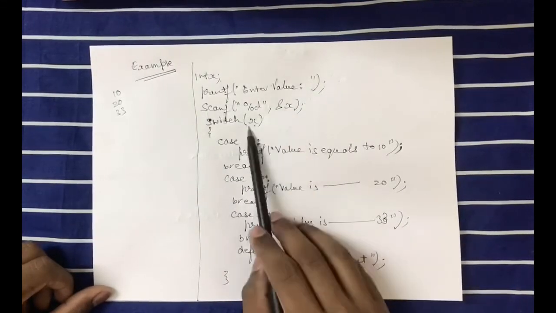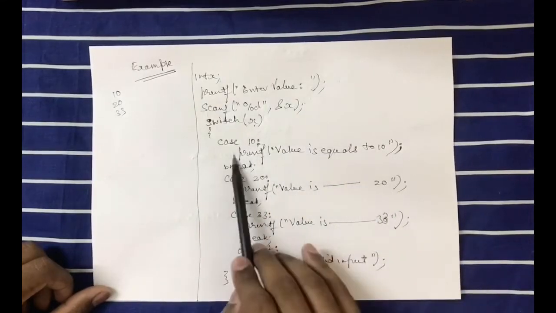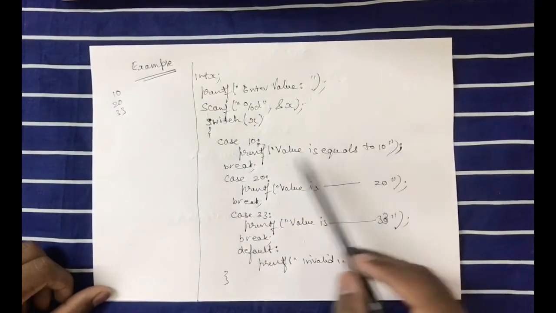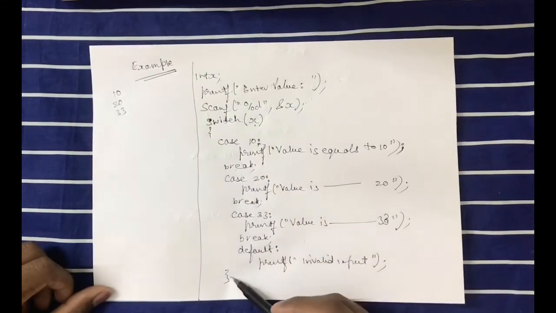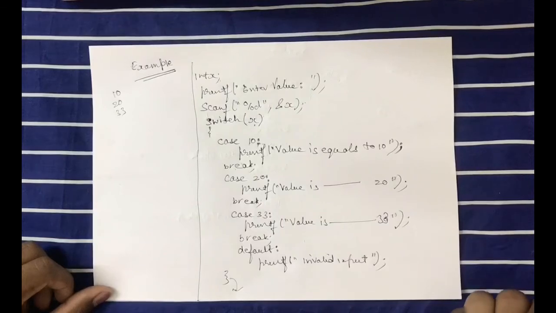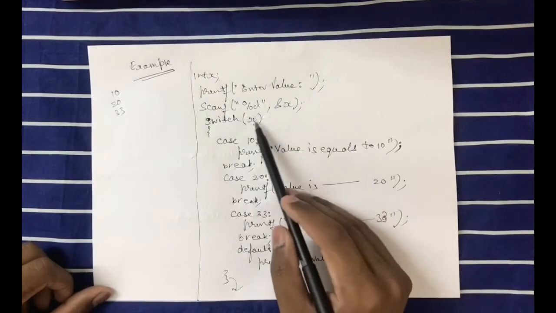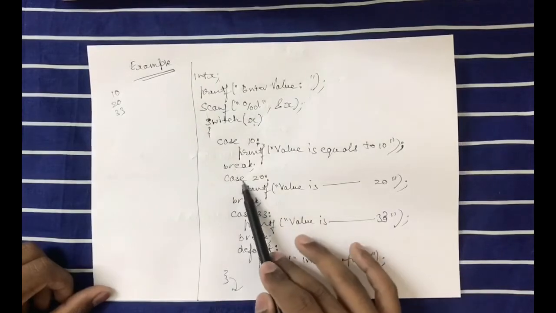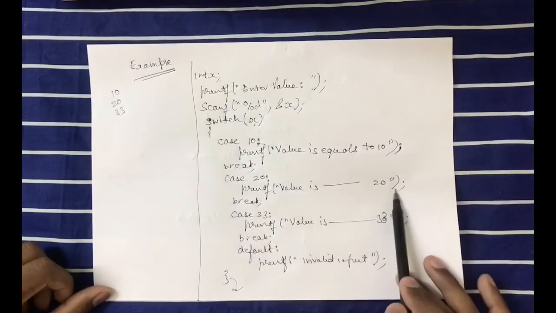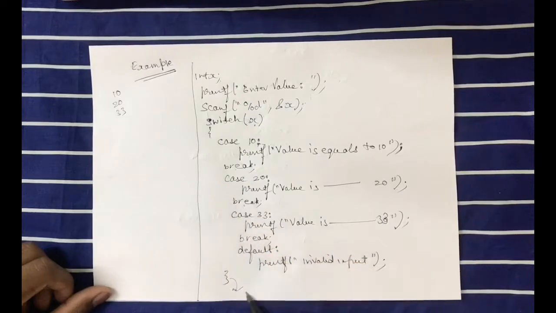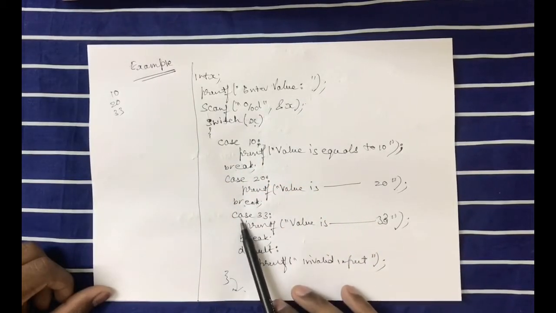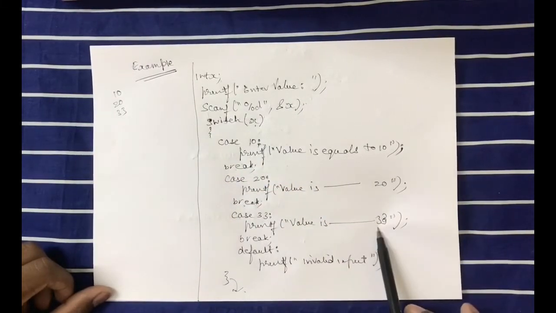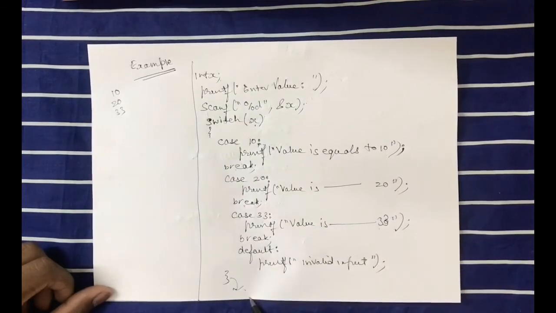Now if user gives 10, it comes to this case and executes this block, and this statement is executed, and the break command directly breaks the switch and comes out of the switch command. If user gives 20, switch directly comes to the case 20 and executes this command, and break brings it out of the switch. Now if user gives 33, switch passes it directly to case number 33 and it executes this, and break brings it out.